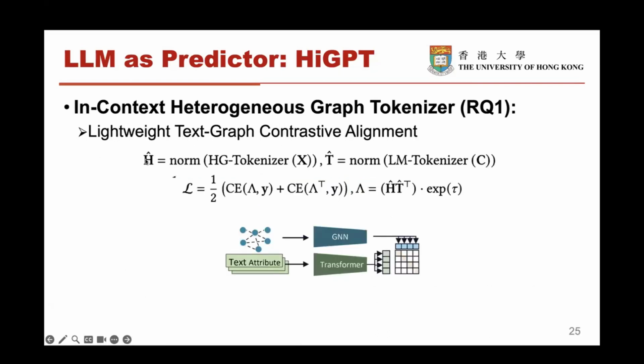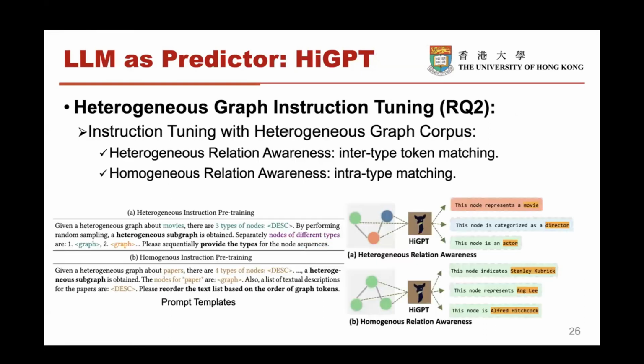using this natural language. And to conduct the initial text graph grounding, we introduce a very lightweight text graph contrastive alignment, only aligning the text attributes of every node and the heterogeneous graph representations.